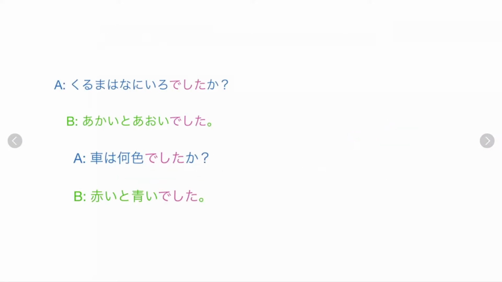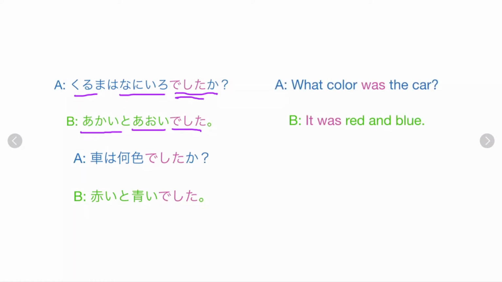Alright? So, 車は何色でしたか? What color was the car this time? 赤いと青いでした. It was red and blue. So, deshita, past tense, no longer talking about the present. So you can imagine this is a conversation between two people. They're trying to remember a car that they saw before. And so, 車は何色でしたか? And 青いと赤でした. Or 赤いと青いでした. It was red and blue.